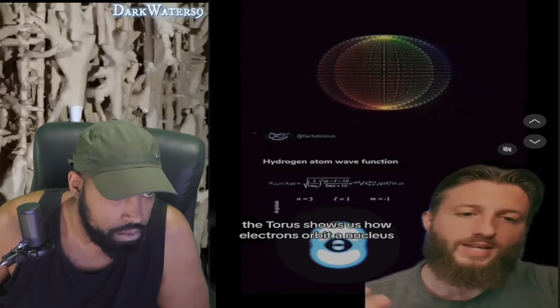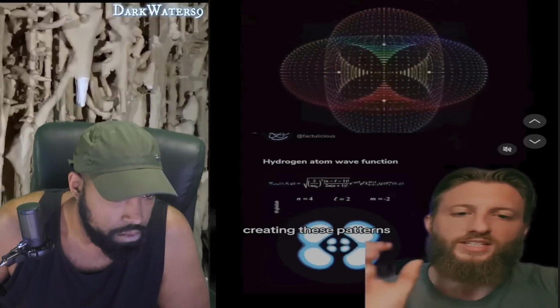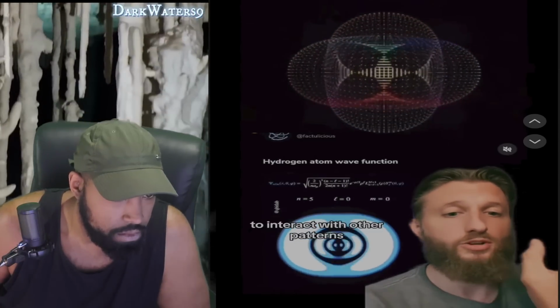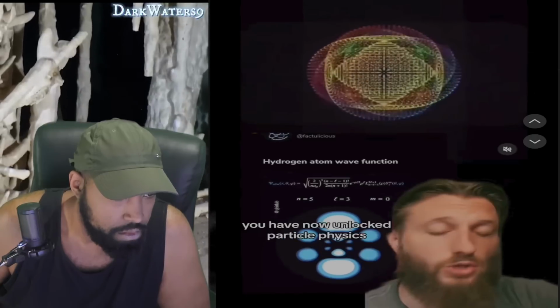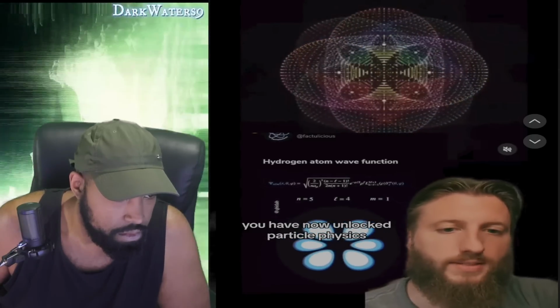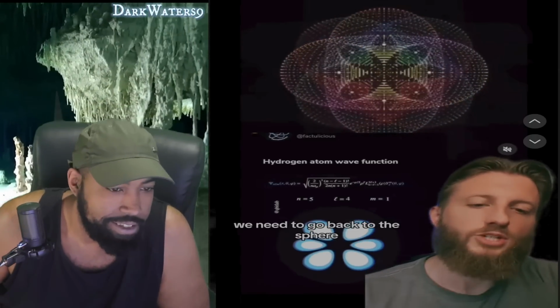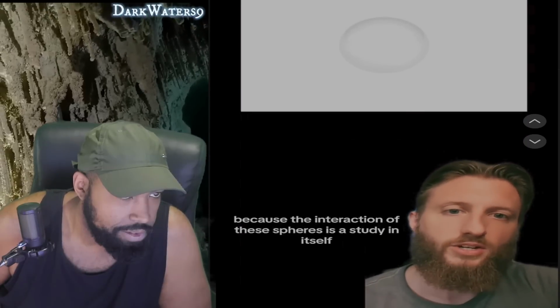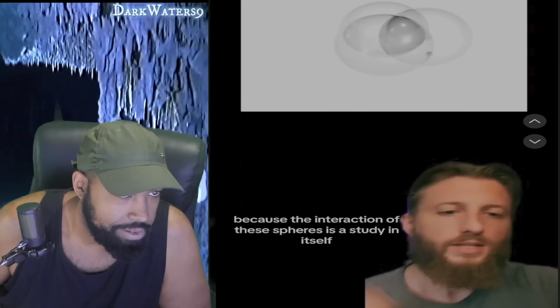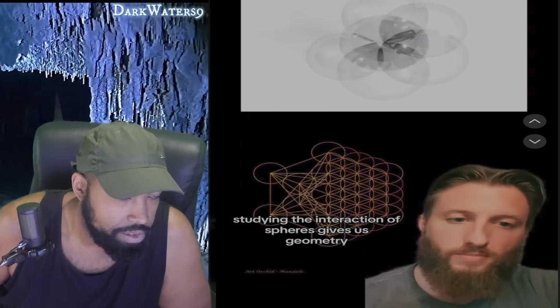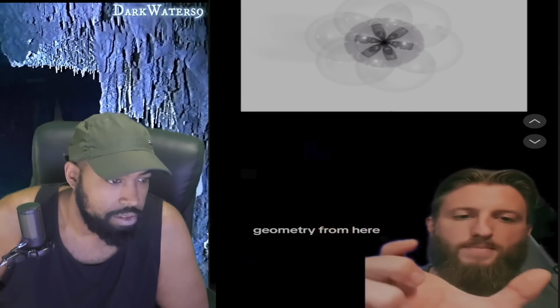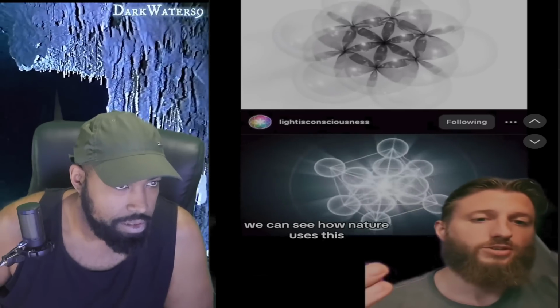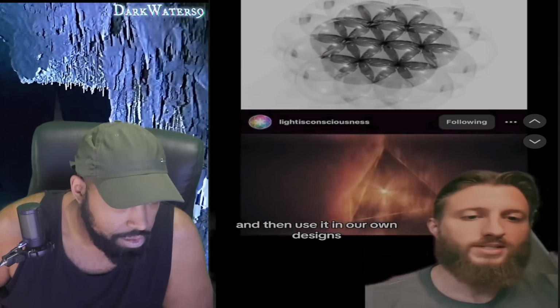The torus shows us how electrons orbit a nucleus, creating these patterns that interact with other patterns, creating matter. You have now unlocked particle physics. Before we get too advanced, we need to go back to the sphere, because the interaction of these spheres is a study in itself. Studying the interaction of spheres gives us geometry. Geometry. From here, we can see how nature uses this, and then use it in our own designs, like in architecture or engineering.